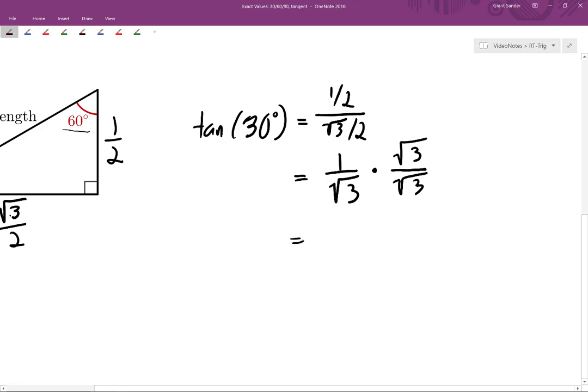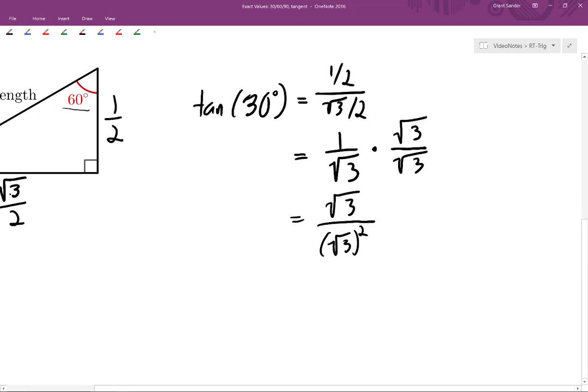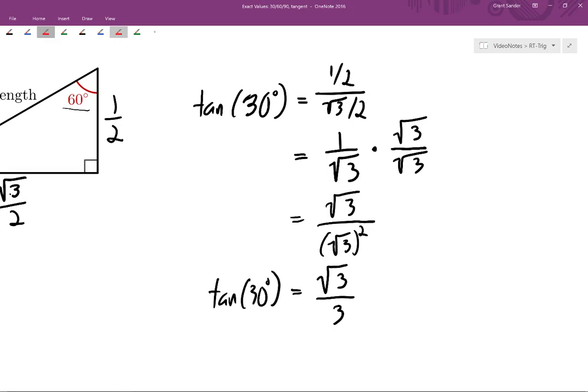So using the properties of multiplication of fractions, we end up with the square root of 3 divided by square root of 3 squared. And the square root of 3 squared is equal to 3, and so we end up with the square root of 3 divided by 3. And therefore, tangent of 30 degrees is square root of 3 divided by 3. So we'll highlight that there.